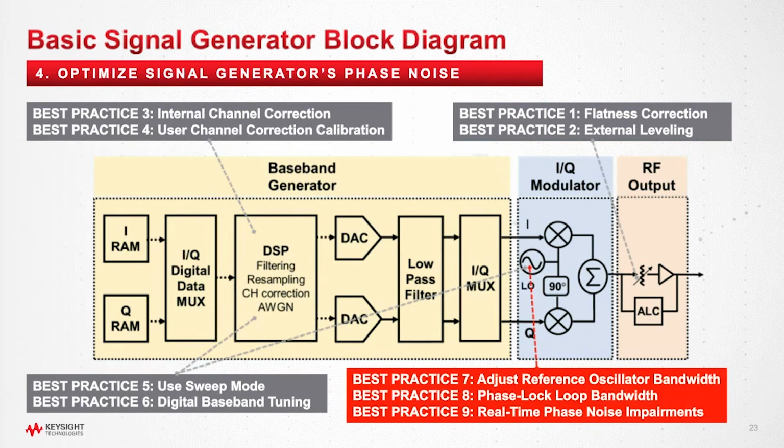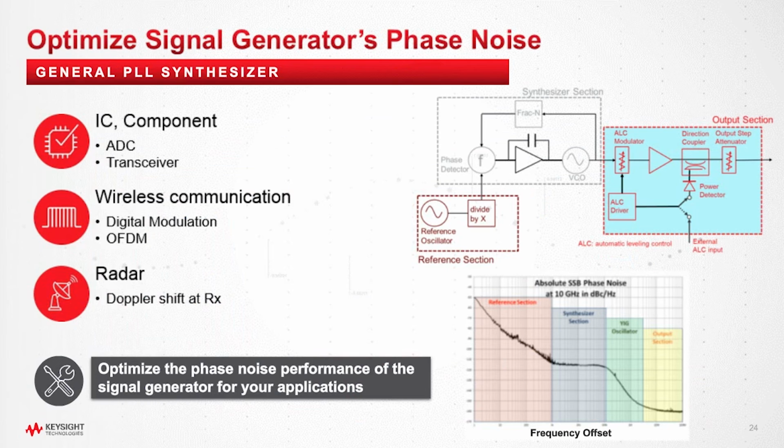Next, we will discuss the major specs of the signal generator: phase noise, and how to optimize the signal generator phase noise profile. The phase noise performance of a signal generator is a key factor in obtaining accurate measurement. It can be a limiting factor for many applications, such as IC component testing, wireless device testing, and radar testing. These applications require signal generators with ultra-low phase noise at different frequency offsets. You need to understand where you care most first.